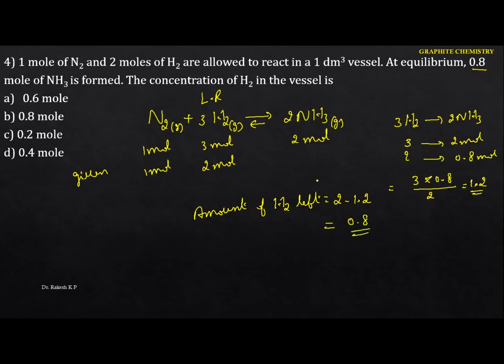Remember one thing: the limiting reagent decides the exact formation of the product. But here they are already given the product. If you do the cross multiplication, we come to know what exactly the hydrogen reacted is. So the hydrogen reacted is 1.2 out of 2. The remaining is 0.8. So here you have to calculate the concentration of hydrogen in the vessel. Hence in this case the option is B. Okay, so next one.